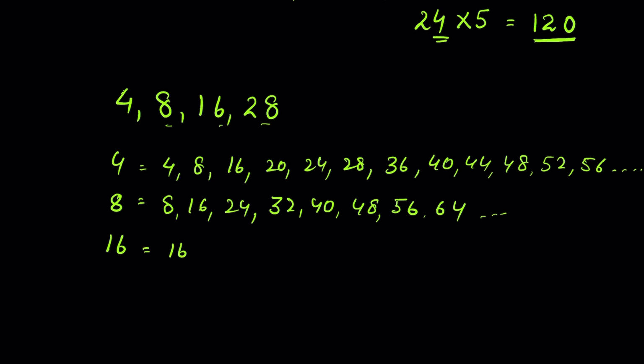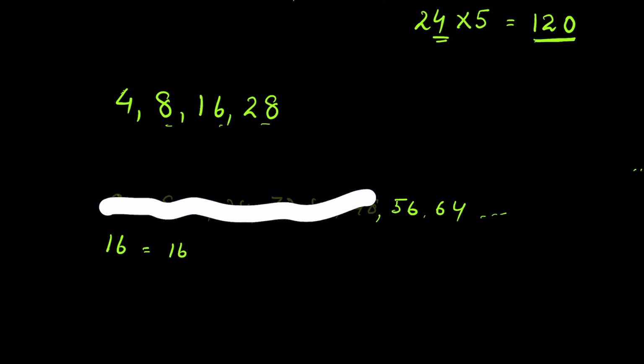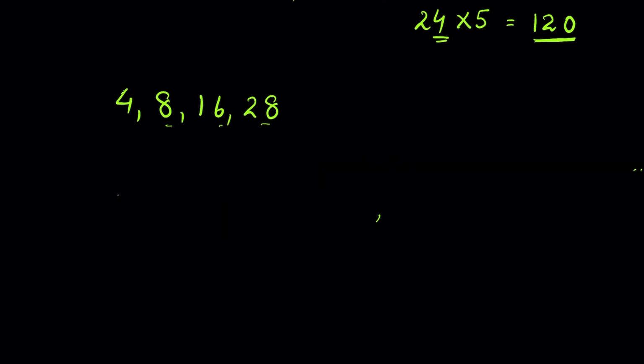This method takes a long time when you list all the multiples, and when you have to solve a question in an exam, it will take a lot of time. For such problems, we start dividing the numbers with a common divisor. Here we can see that all the numbers are divisible by 2. So we start with 2, which is the smallest number.